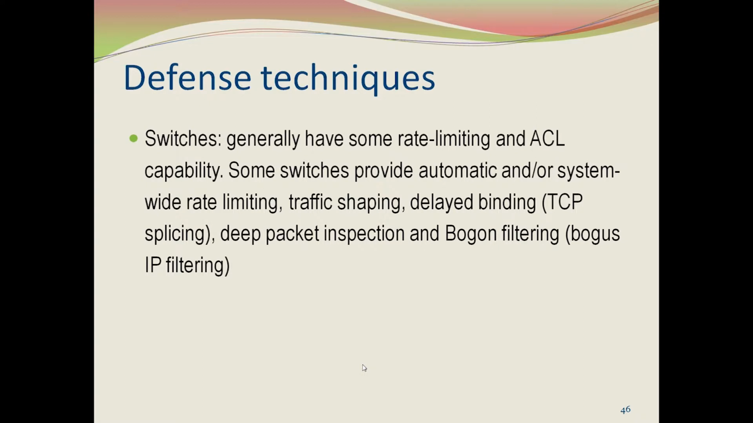Obviously, some of the switches provide this, because the rest, that means traffic shaping, delayed binding, deep packet inspection and bogon filtering may not be. Bogon is bogus IP filtering. That means, if the IP address is from some set which is actually not in the network range, that is a bogon IP address. Okay.